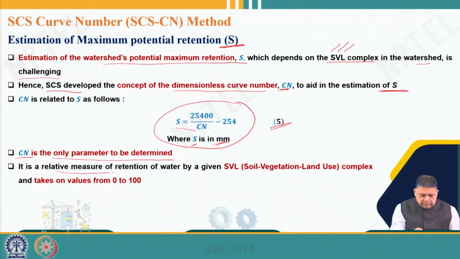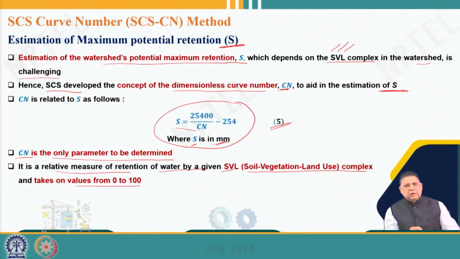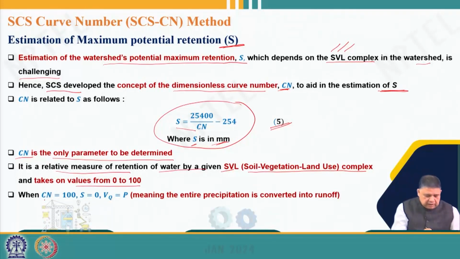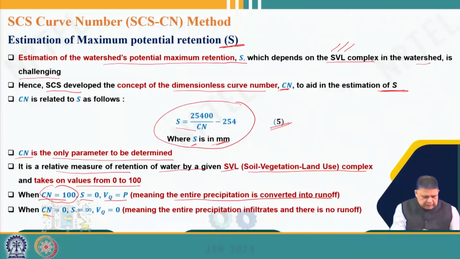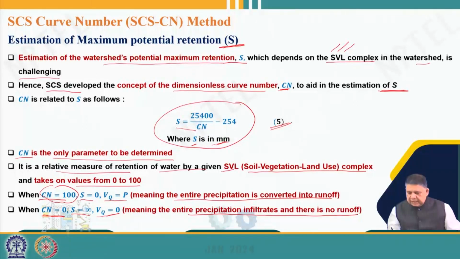Now, this curve number is a relative measure of retention of water by a given SVL complex, that is soil, vegetation, land use complex, and takes on values from 0 to 100. Theoretically, the curve number value could vary from 0 to 100. When curve number is 100, if you put 100 here, S becomes 0, and if S is 0, then the entire VQ will become P. That means the entire precipitation will be converted into runoff, and that could happen only if it is a paved area or a completely saturated area. For such an entity, the curve number will be 100, because the entire rain precipitation will get converted into runoff. On the other extreme, when CN is 0, then S is infinity and VQ is 0, meaning the entire precipitation infiltrates and there is no runoff, which could happen in vegetative humid areas, some of which we have seen earlier.